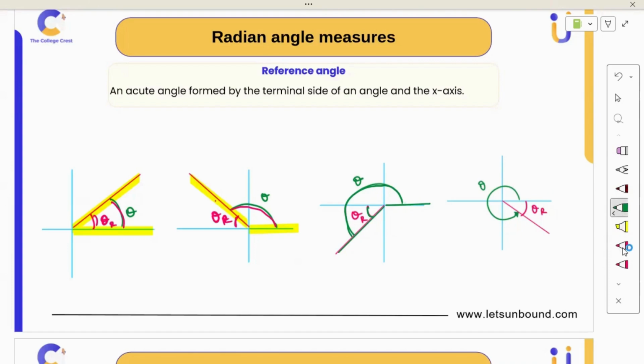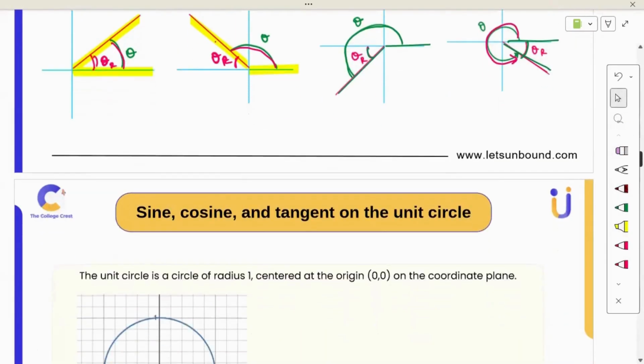Now the last one is fourth one. Theta r, like fourth quadrant is here and I am forming an angle like this, reflex angle. But your reference angle would be the terminal and the x-axis, the closest x-axis that you can see. Okay, this is reference angle concept. And let's move to next.